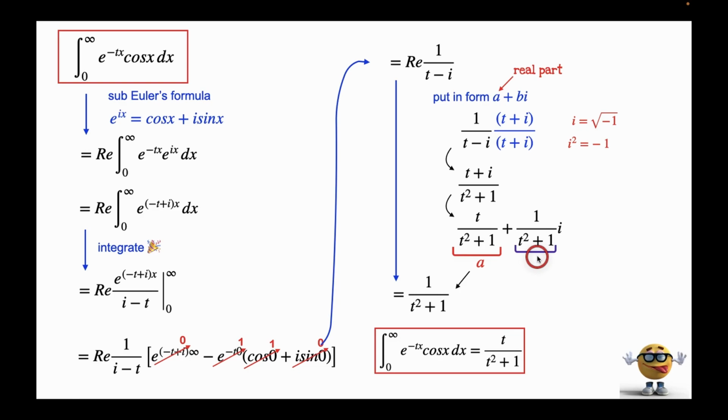Check this out. The imaginary part right here, this is the answer to the integral if this was the sine x right here. Now, it turns out to be the same in this case, but sometimes it's not. So this is kind of like a 2-in-1 method right here.